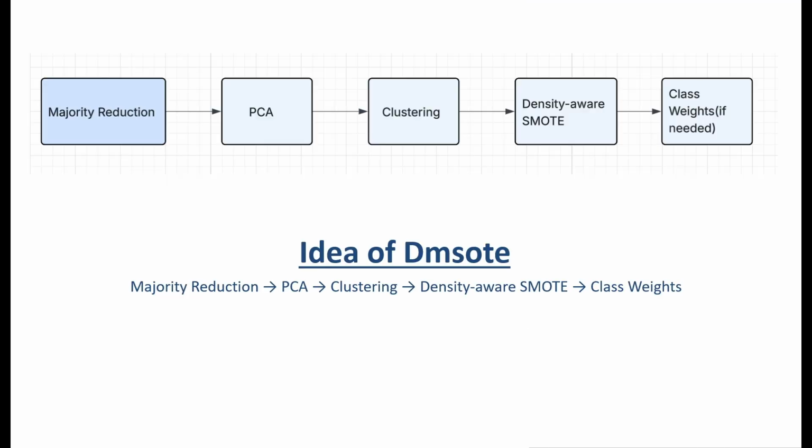Now, let's have an overview of the DSmote pipeline. First, majority reduction. It reduces the dominance of the majority class. PCA. It reduces the dimensionality while preserving variance. Clustering. It divides minority samples into local groups. The density-aware mode generates synthetic samples only in the dense, meaningful regions. Class weights. It further adjusts model sensitivity to the minority class. Let me walk you through each of these in detail.